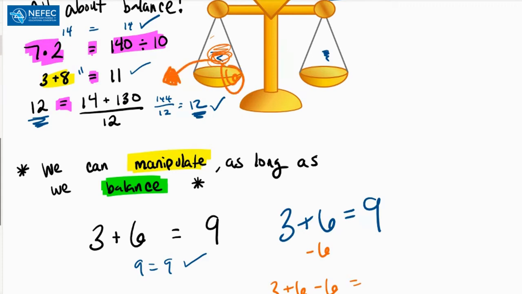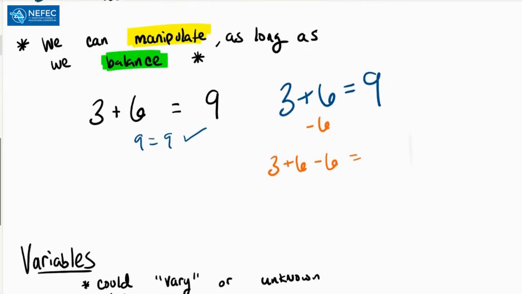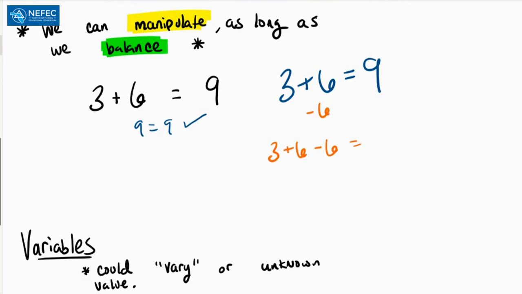Now I have two options to maintain or regain balance. I can either put the 6 back in, or I could come to the other side and take 6 out of that as well. That's what I'm going to do. Instead of adding the 6 back, I'm just going to subtract 6 from the other side. Now we will simplify. 3 plus 6 minus 6: 6 minus 6 is 0, and 3 plus 0 is just 3. And 9 minus 6 is also 3.